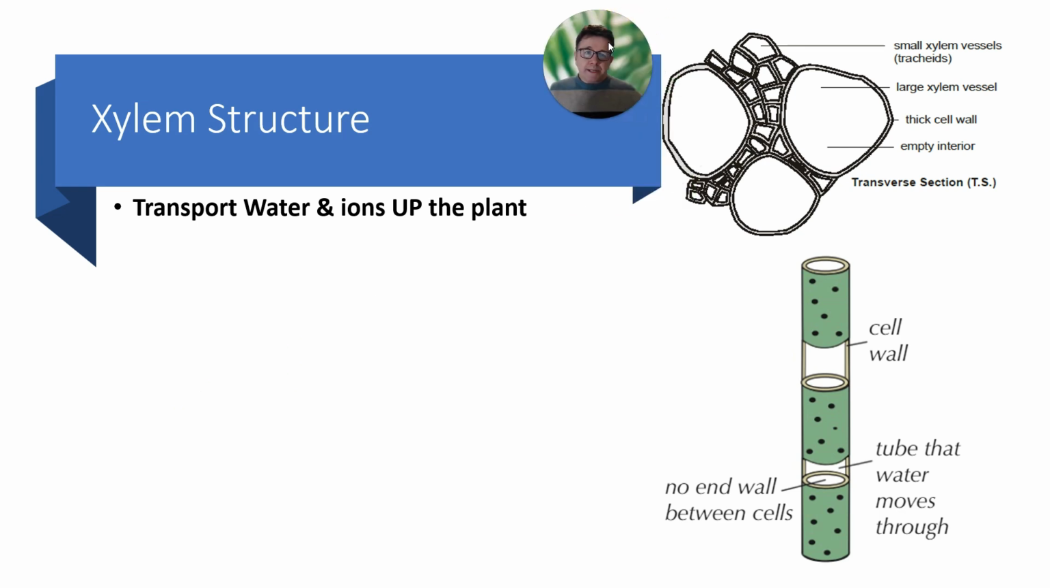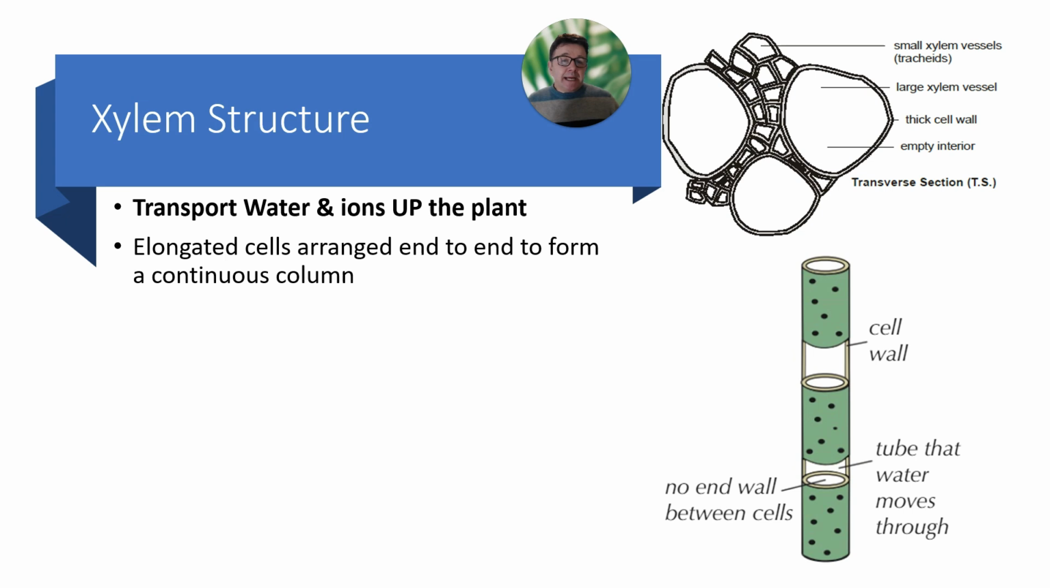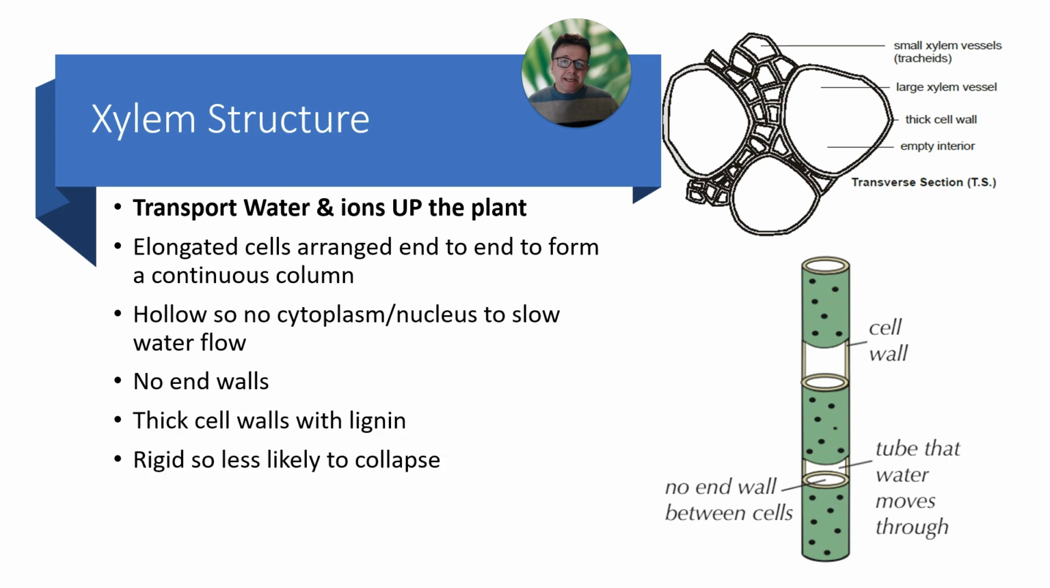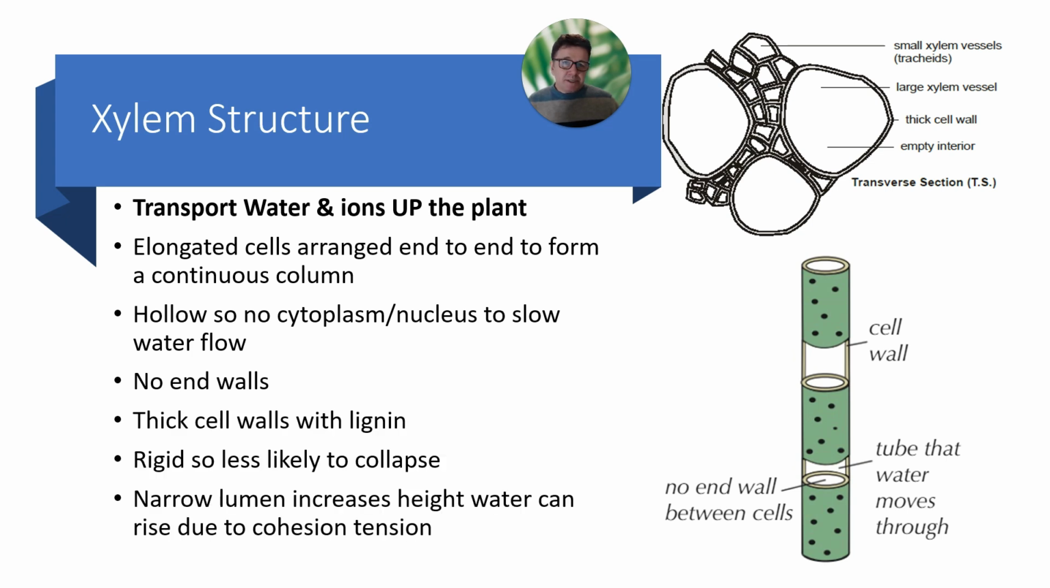So before we talk about cohesion tension, let's talk about the xylem. The xylem transports water and ions up the plant. It has elongated cells arranged end to end to form a continuous column. They have no end walls between them, they're hollow, and they're dead cells, with a thick cell wall of lignin, and they're rigid, so they're less likely to collapse. The narrow lumen increases the height water can rise due to what we call cohesion tension.